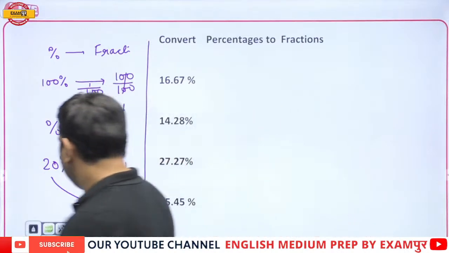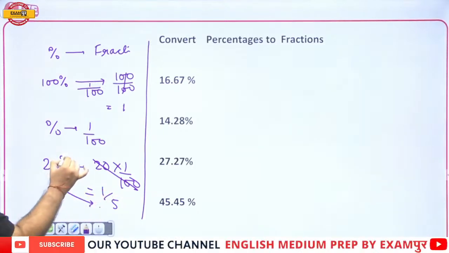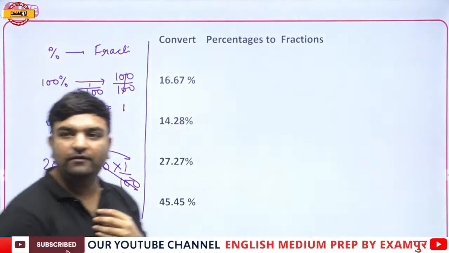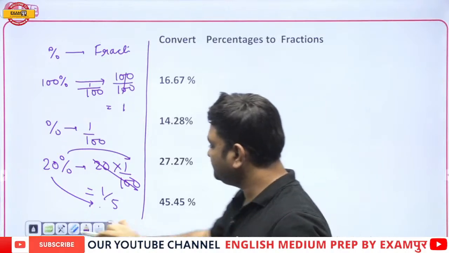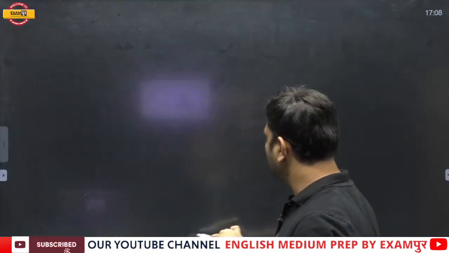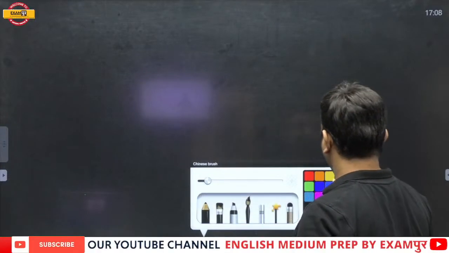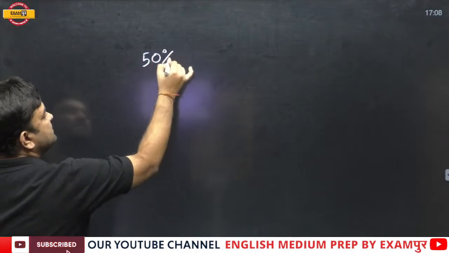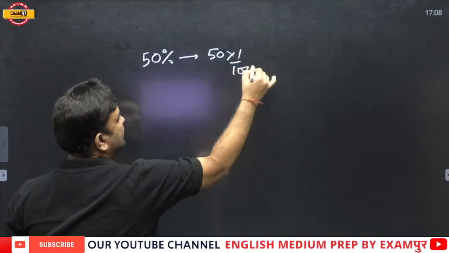Okay. So 20% can be converted into a fraction by dividing by 100. You can convert this percentage by multiplying by 1 upon 100. It will become 1 by 5. So 50% is 50 into 1 upon 100, that is 1 by 2.